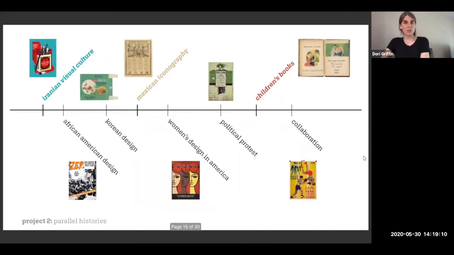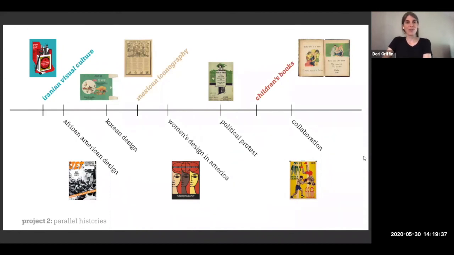So what I asked students to do was to think about a subject that they wanted to know more about. It could be something that they were personally connected to, or it could be something that they were interested in finding out about. And this kind of visual graphic here shows you just a few of the things that students were interested in researching, primarily through digital archives.